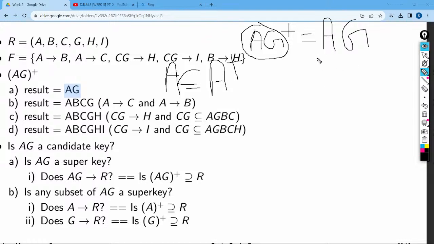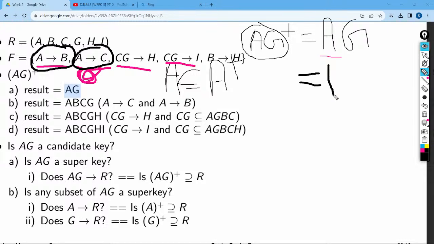Now let's take A. That was the initial stage. A has the following functional dependencies, and through this one, A also reaches these two. Firstly, let's consider the simple ones, AB and AC. Since they are functional dependencies, we can simply add B, and then finally G.